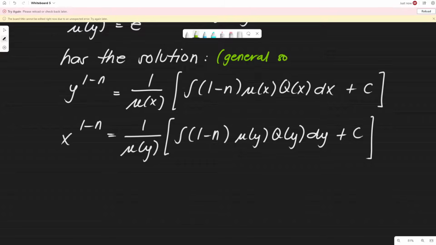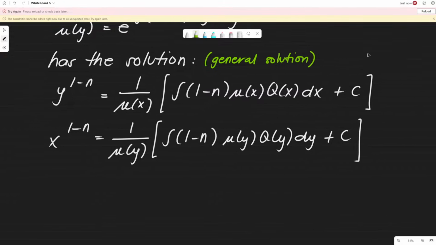General solution: y raised to 1 minus n is equal to 1 over mu of x multiplied by the quantity of the integral of 1 minus n times mu of x q of x dx plus c. Or for Bernoulli in y, we have x raised to 1 minus n is equal to 1 over mu of y multiplied by the quantity of the integral of 1 minus n times mu of y q of y dy plus c. Just remember these formulas and we can solve our Bernoulli equations.